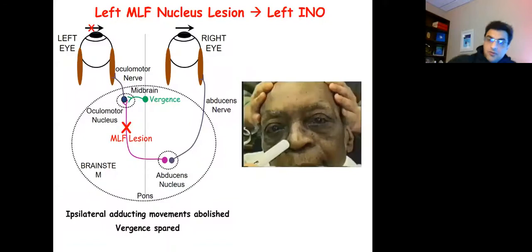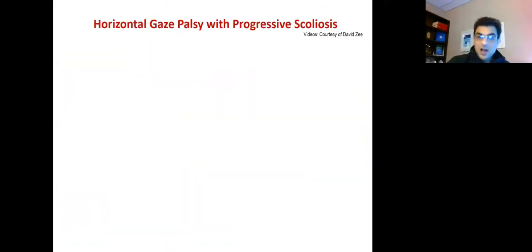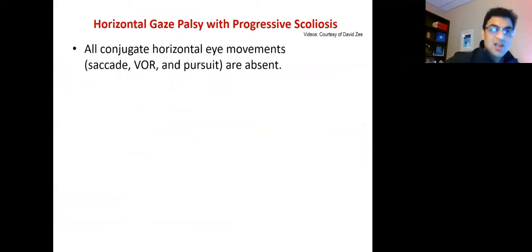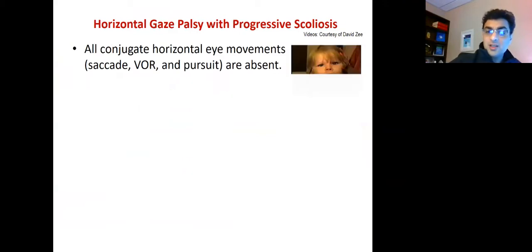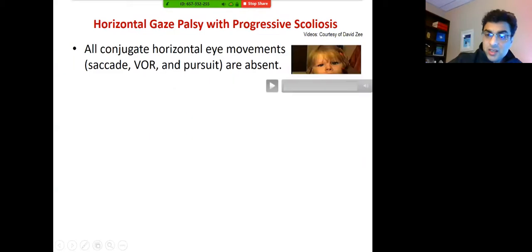So this is a classic example of a left INO in the case of a left MLF lesion. Now, this video actually came from one of my mentors, David Z. This is a patient who had gaze palsy in the horizontal direction and also had scoliosis. All conjugate horizontal eye movements like saccade, VOR, and pursuit were absent. And what you can see here.